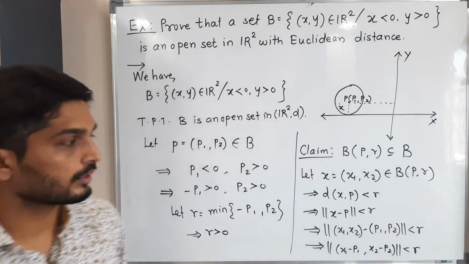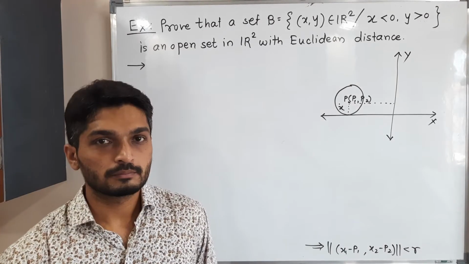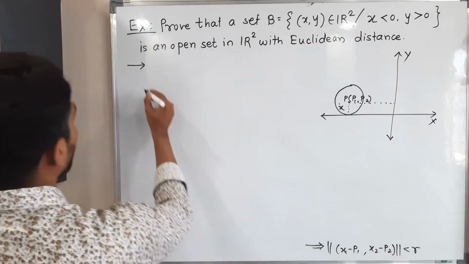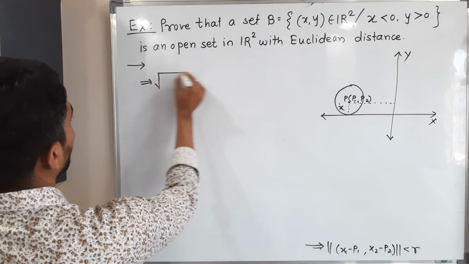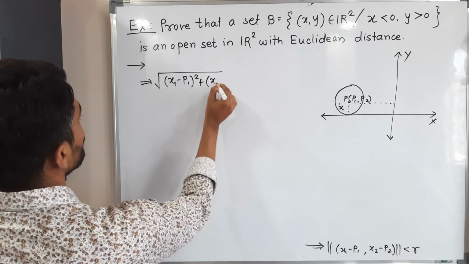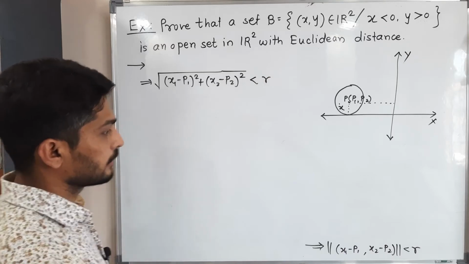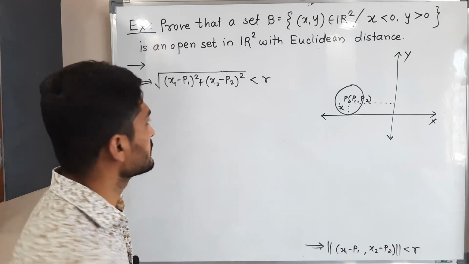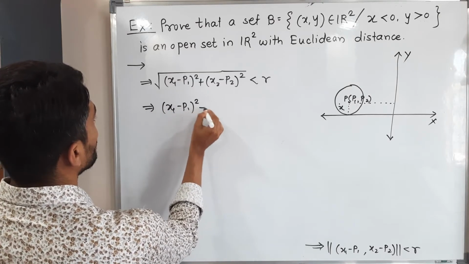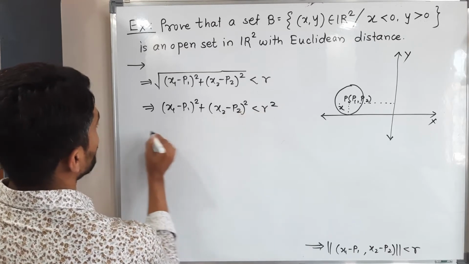After that I am going to solve it, but I suggest you make a screenshot of it. After that we will go further. Okay, let us continue. I'm going to apply the definition of norm. By definition of norm, we can write this as the square root of (x1 minus p1) square plus (x2 minus p2) square less than r. To remove the square root, I will take the square of both sides. Therefore, (x1 minus p1) square plus (x2 minus p2) square is less than r square.